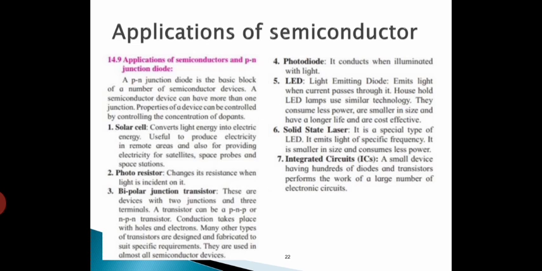Second application is the photoresistor, which changes its resistance when light is incident on it. Third application is bipolar junction transistors. These are devices with two junctions and three terminals. A transistor can be a PNP or NPN transistor. Conduction takes place with the holes or electrons. Many other types of transistors are designed and fabricated to suit specific requirements. They are used in almost all semiconductor devices.